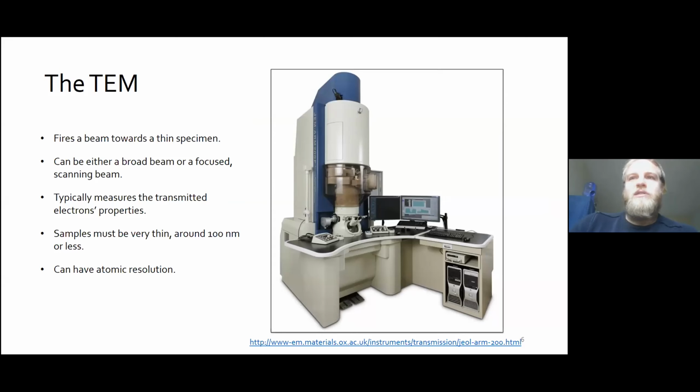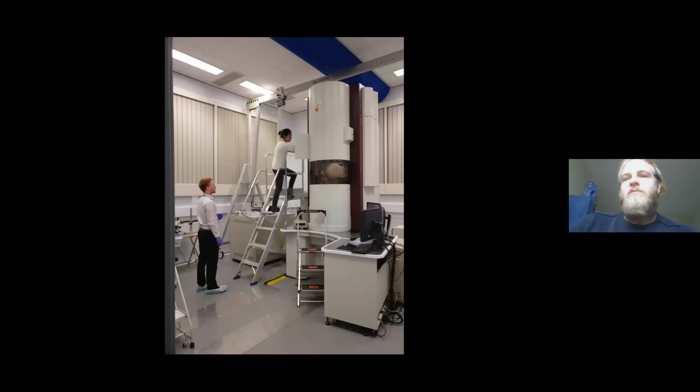So we put the samples on little grids that are specifically meant to go inside this microscope. You can spread the beam, you can focus the beam, you can do all kinds of cool stuff. And with these ones, we can achieve atomic resolution. So this is a 300 kilovolt microscope. You can see they get quite big.